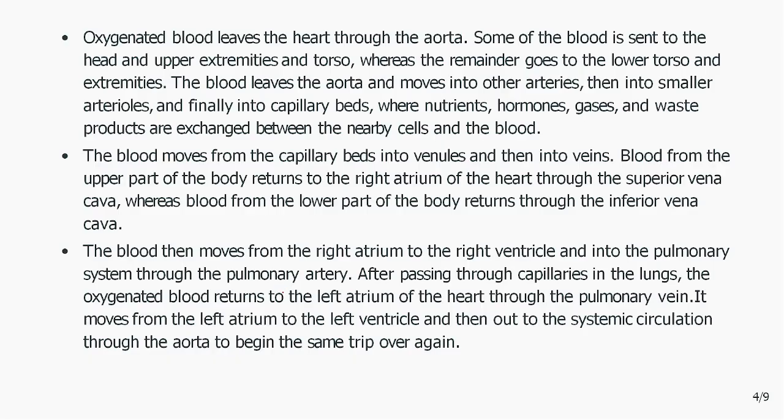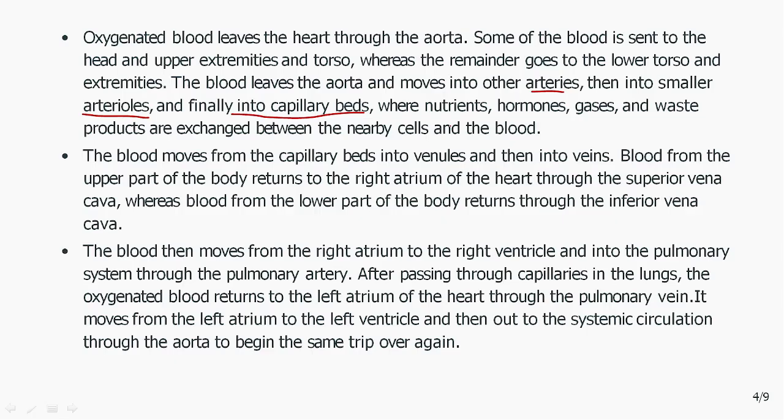Oxygenated blood leaves the heart through the aorta. Some of the blood is sent to the head, upper extremities and torso, whereas the remainder goes to the lower torso and extremities. The blood leaves the aorta and moves into other arteries. Arteries then become smaller, we call them arterioles, and finally these arterioles lead to capillary beds, which are the real site for nutrient, hormone, gas and waste product exchange between the cells and the blood vessels. The blood moves from the capillary bed into the venules.